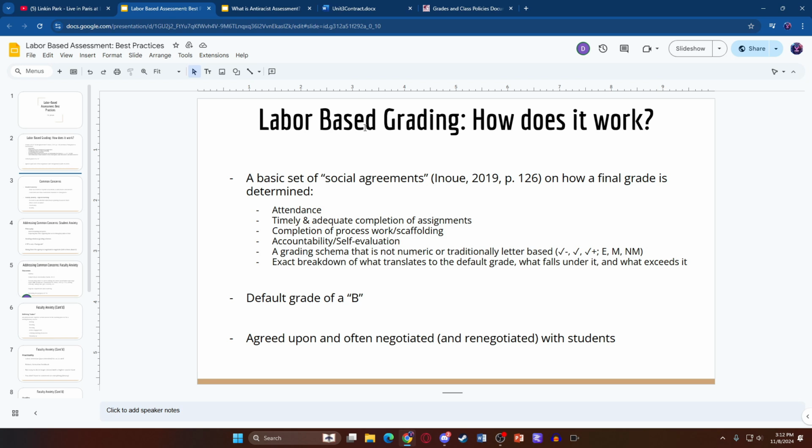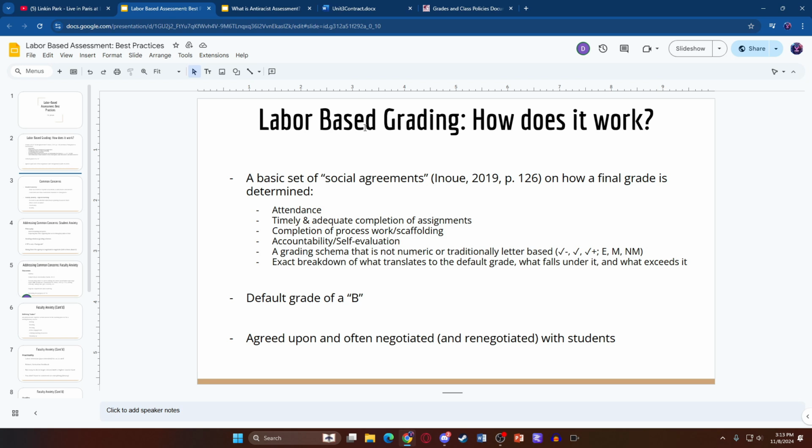Things like attendance, right? Timely and adequate completion of assignments. That means meeting basic expectations of features: has a thesis, has this, has that, uses adequate support, meets the word count. That's a major one, right? Completion of process work and scaffolding, so everything that goes into the creation of a final draft, from first drafts through writing center visits, through revision, especially required revision.